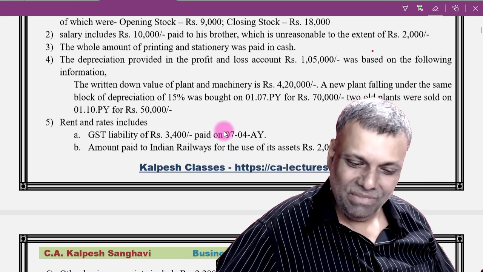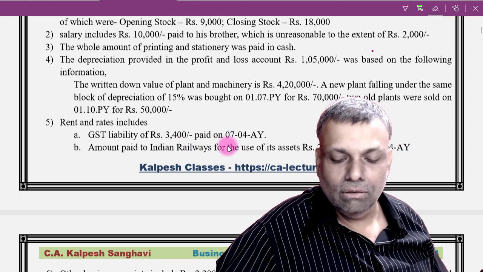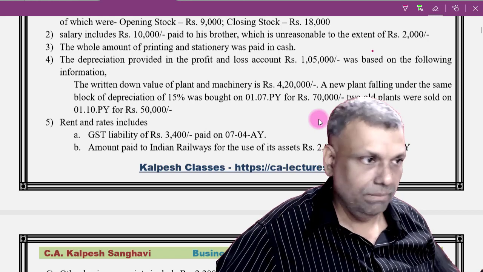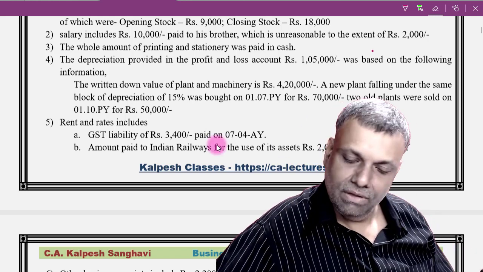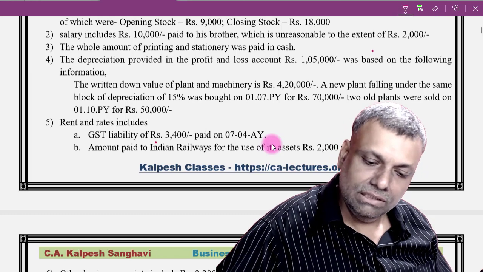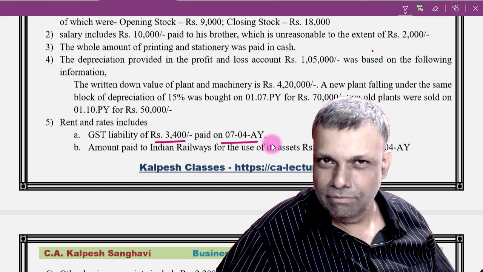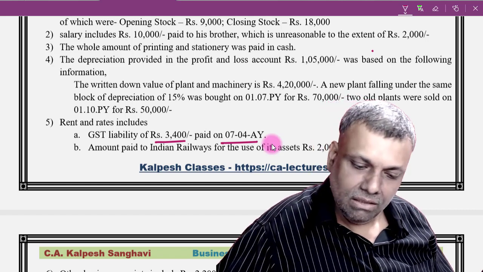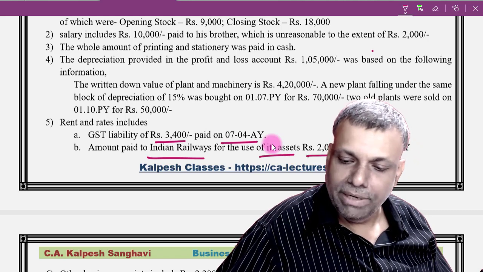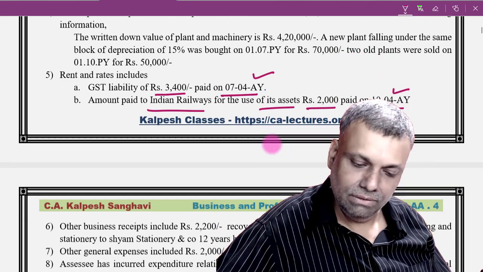Mind it. Okay. Rent and rates includes GST liability of 3,400 paid on 7th of April of the assessment year. So GST liability of 3,400 is paid on 7th of April of the assessment year. That means just a few days after the end of the year. The amount paid to the Indian Railways for the use of its asset, rupees 2,000, is paid on 10th April of the assessment year. This is also just a few days thereafter.